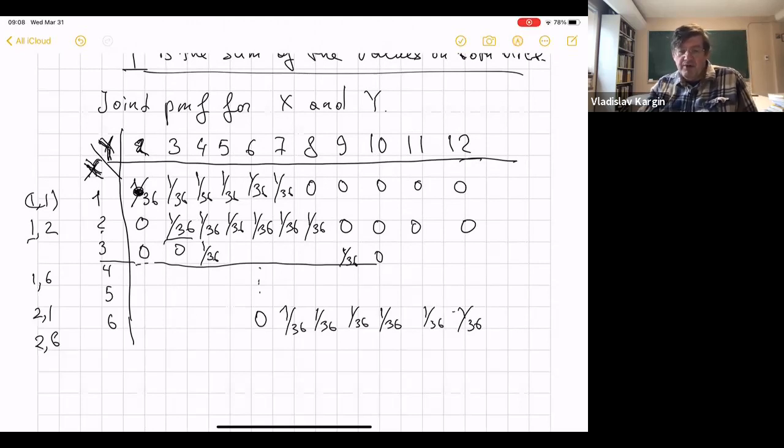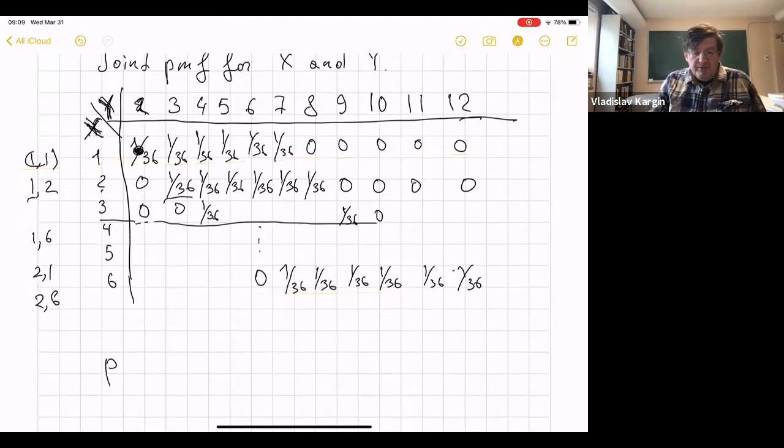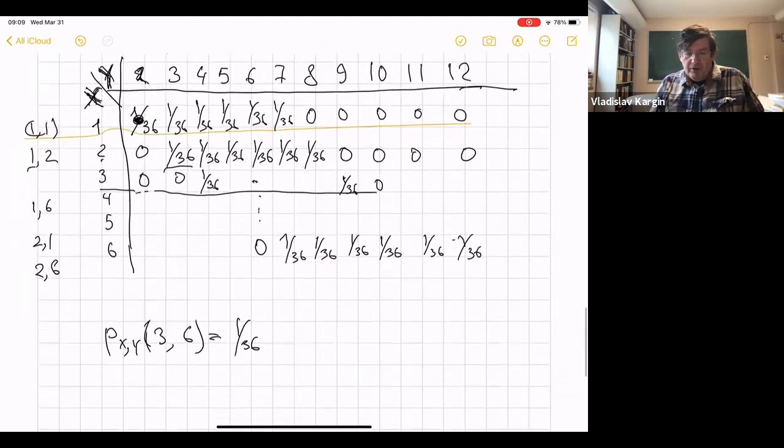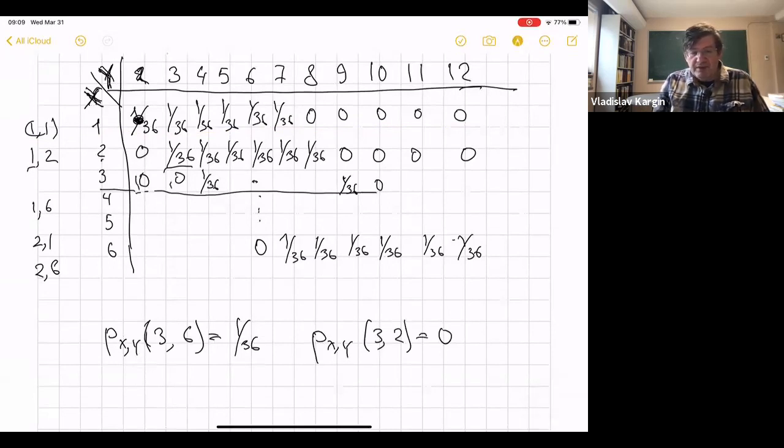So this is a table which visualizes our PMF. You can think about this as a table. For example, we'll have p of x, y at 3 and 6. This is the entry here, which is equal to 1/36. And so this is a PMF. Now, p of x, y at 3 and 2 is equal to 0, because this is the entry here.